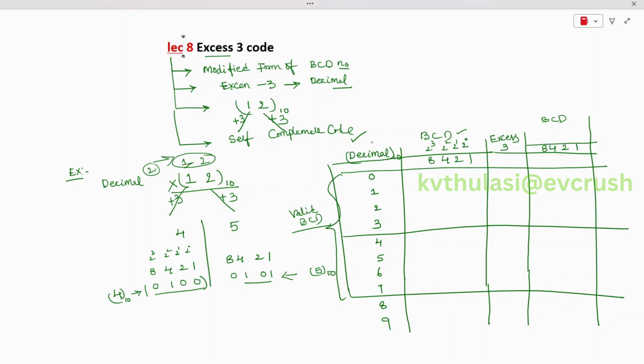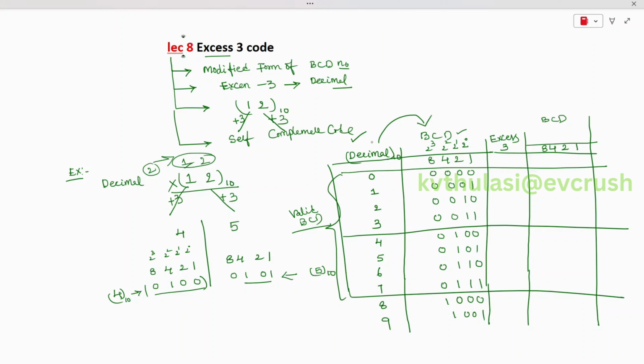You can write down 0 as 0, 0, 0, 0. How to write down 1? 0, 0, 0, 1. How to write down 2? 0, 0, 1, 0. How to write down 3? 0, 0, 1, 1. How to write down 4? 0, 1, 0, 0. How to write down 5? 0, 1, 0, 1. How to write down 6? 0, 1, 1, 0. How to write down 7? 0, 1, 1, 1. How to write down 8? 1, 0, 0, 0. How to write down 9? 1, 0, 0, 1. So this is how to write down a given decimal number in a binary coded decimal.